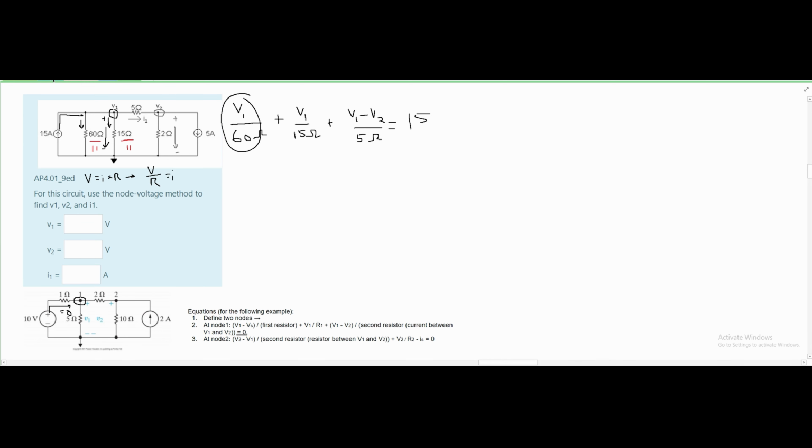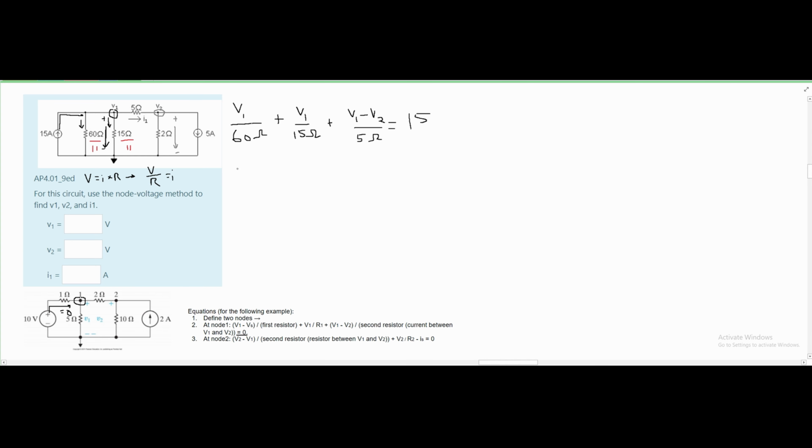Also, the reason why this is positive is because the voltage for 1 is going down right here or out of the node, and going out of the node is positive, going into the node is negative. Same thing for V1 over 15. And then for V1 minus V2, the reason why it's V1 minus V2 is because these resistors right here are in series, and since they're in series, the voltage is different. So we are going to take the voltage that we have at V1, we are going to subtract V2 from it, over the 5 ohm resistor because some voltage is lost when we go like this. Next, we are going to make our second equation.